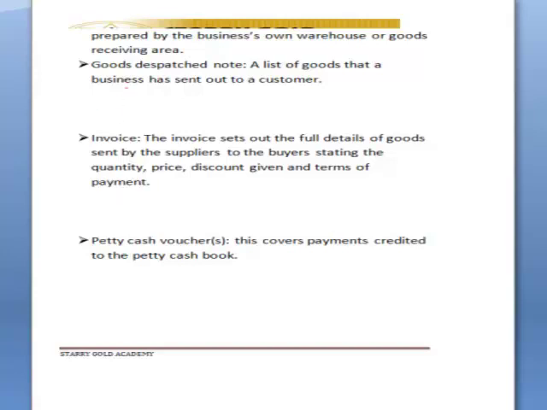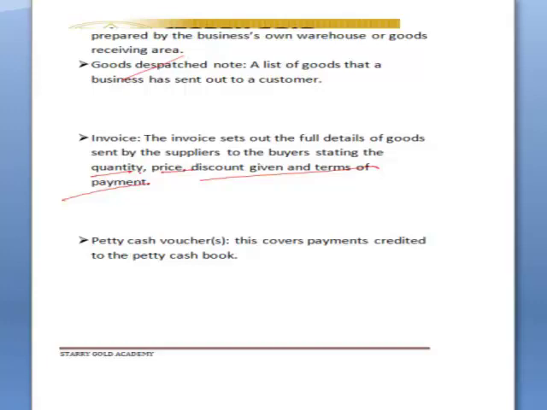Then we have what we call goods dispatch note, a list of goods that a business has sent out to customers. We have what we call an invoice. An invoice sets out the full details of goods sent by the supplier to the buyers, stating the quantity, price, discounts given, and terms of payment.